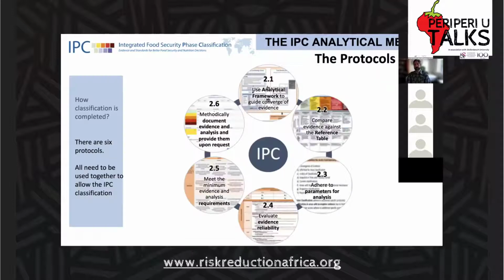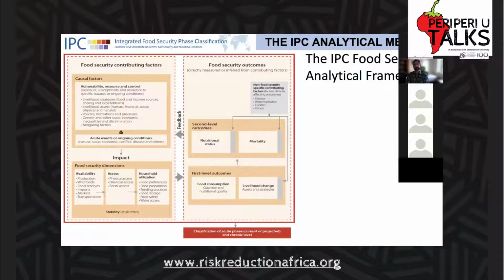So for those of you more interested in the conceptual side of food security, this is the food security analytical framework. This is the basis through which we arrange our thinking. So the contributing factors for food security are in the top left. The pillars of food security, that is, those of you who are familiar with access, availability, utilization, and stability, are in the bottom left. And this then leads to the outcomes.